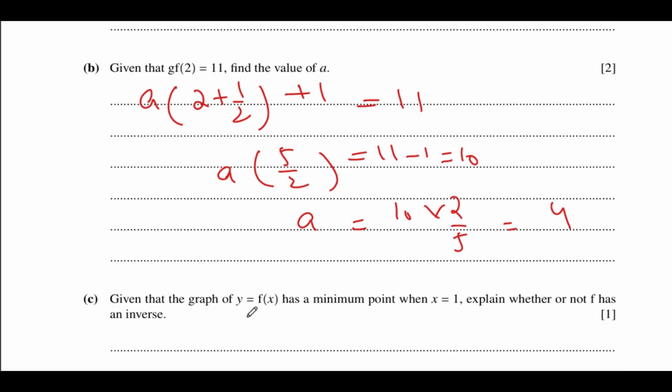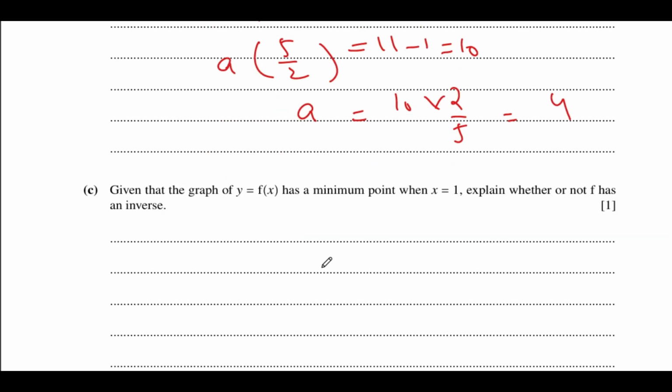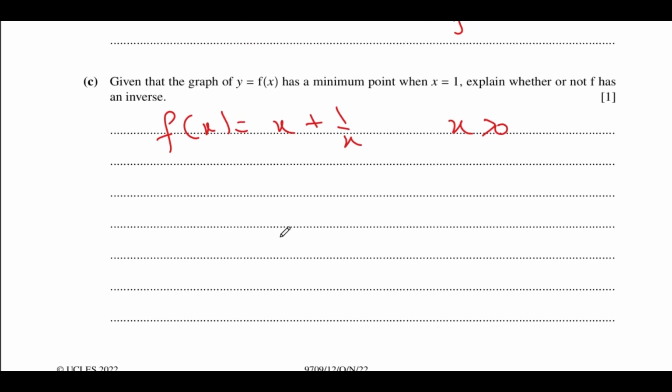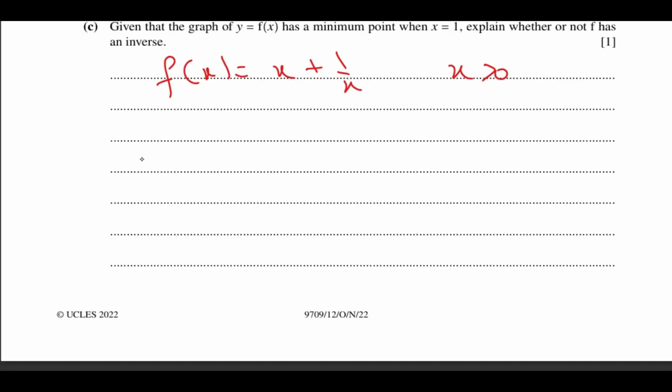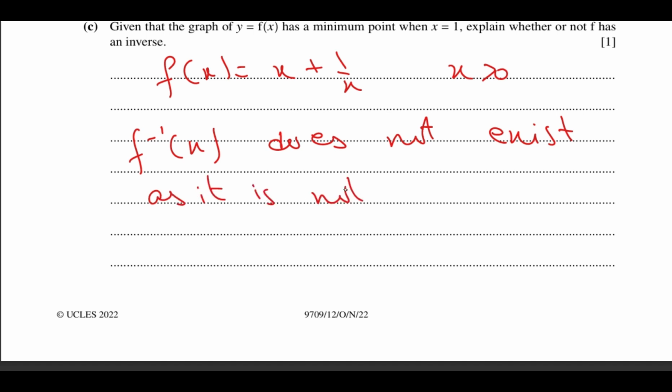Given that the graph of y equals f of x has a minimum point when x is equal to 1, explain whether or not f has an inverse. So as he's indicating that f of x equals x plus 1 over x, when x is greater than 0, we will write that f inverse of x does not exist as it is not a one-to-one function.